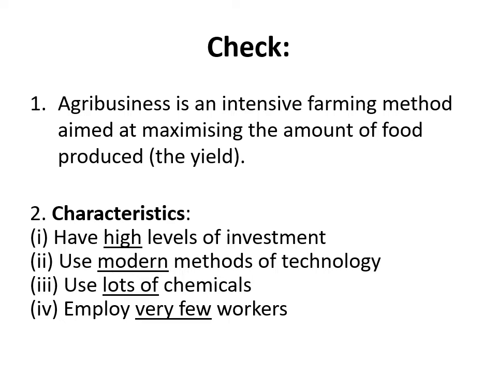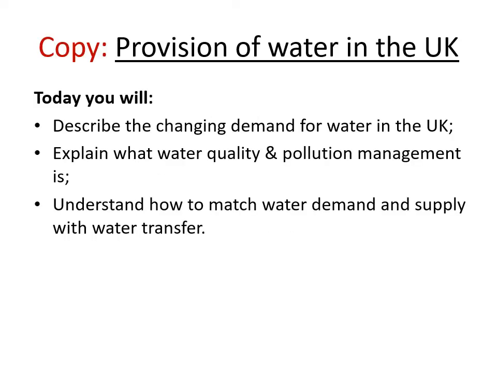And this was seen as one way of reducing the burden on imports. We don't need to import as much food as a country, and we're able to produce more ourselves to be sustainable. Okay, with that in mind, let's move on to look at water. So copy the title, please: Provision of water in the UK. Have a look through the objectives, get yourself sorted with that. It should just take 30 seconds. Pause the video now.